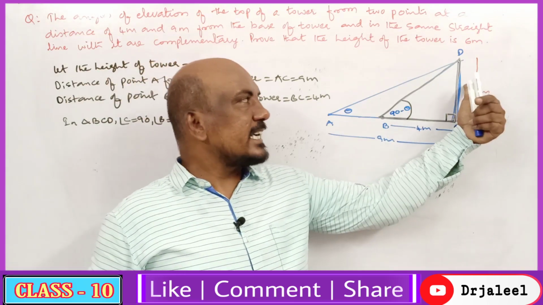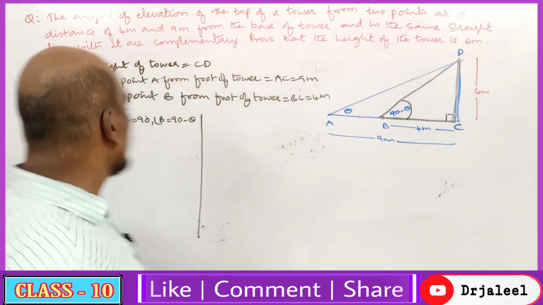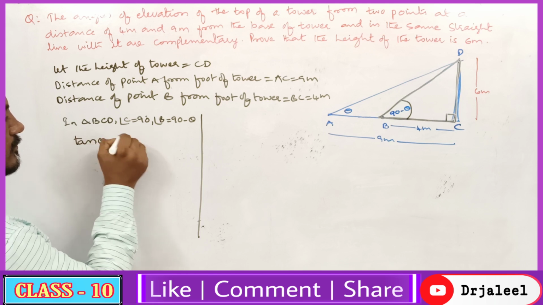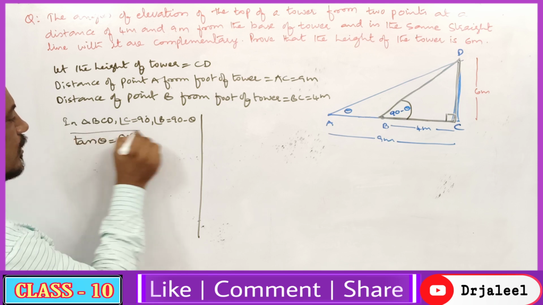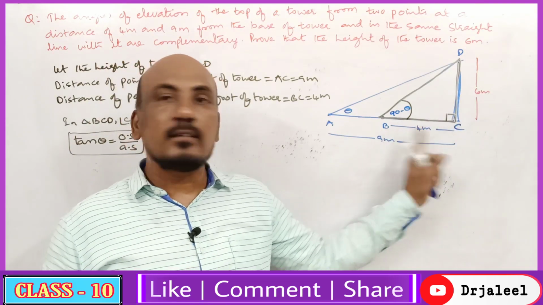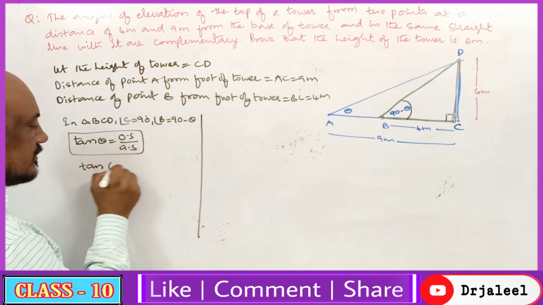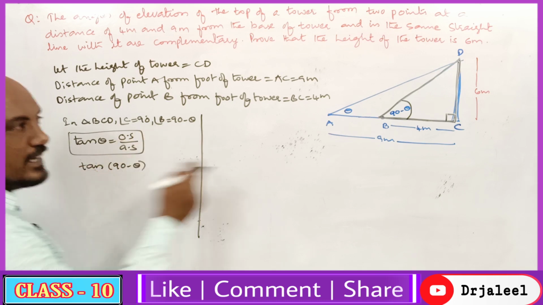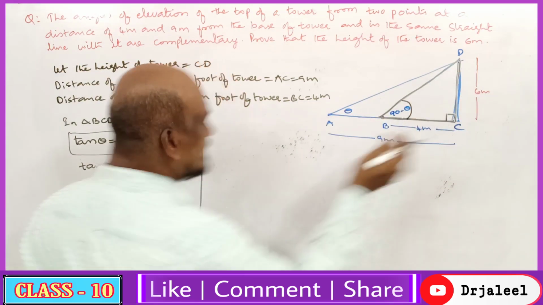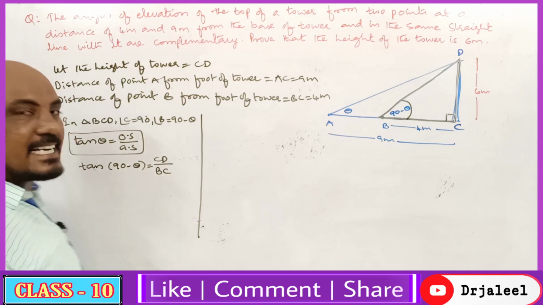So here the opposite side is not there but the adjacent side is there. By using this adjacent side I will try to find the opposite side. So now tan theta is equal to opposite side by adjacent side. I hope you understood why I am taking tan theta, because I am relating the opposite side with the adjacent side. So tan theta, where theta is 90 minus theta this time, is equal to opposite side CD by adjacent side BC. So tan 90 minus theta.